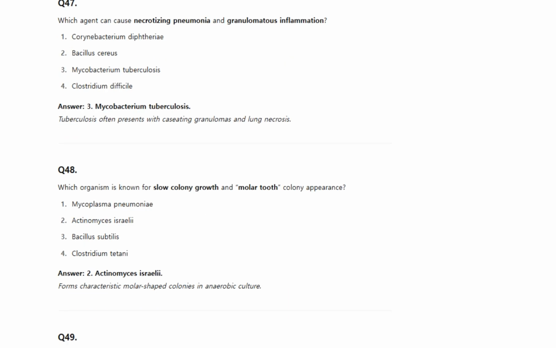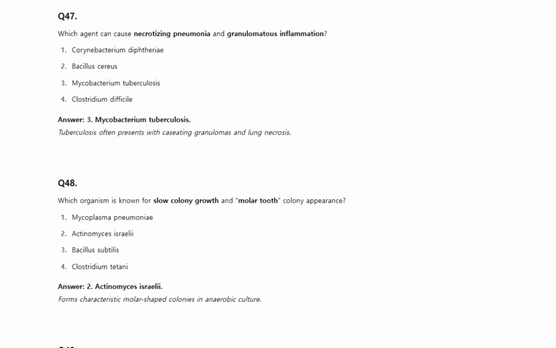Q47. Which agent can cause necrotizing pneumonia and granulomatous inflammation? 1. Corynebacterium diphtheriae. 2. Bacillus cereus. 3. Mycobacterium tuberculosis. 4. Clostridium difficile. Answer 3. Mycobacterium tuberculosis. Tuberculosis often presents with caseating granulomas and lung necrosis.